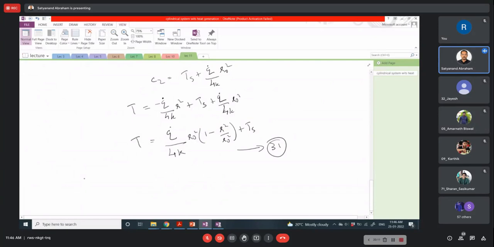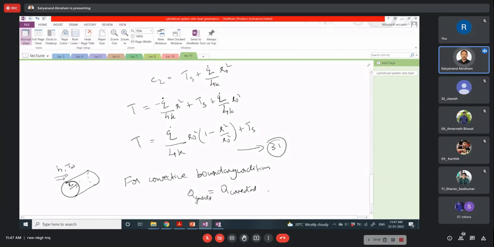Okay, so suppose you are going to have a convective boundary condition, with T infinity and h passing over the surface. How can we do this? For the convective boundary condition, what is the heat out? What is the Q convected out? Q convected out is equal to Q generated.